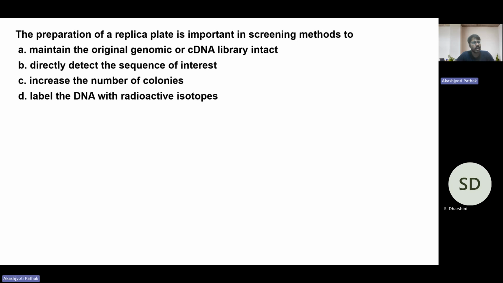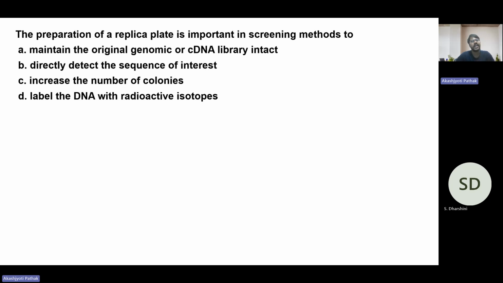So if you have to carry out experiments, you are lysing the cells and then treating it with the probe, with your radiolabeled probe. If you do all this treatment to your master plate, what will happen? Then you will not have any stock. For example, you are doing everything with the master plate. Now you have found out that colony 1 has your particular gene of interest, my desired gene of interest.